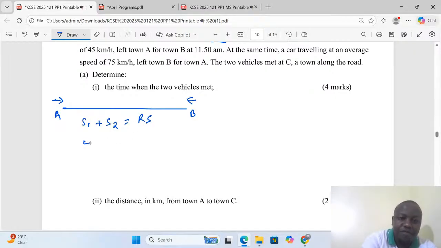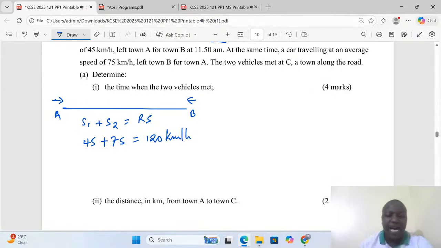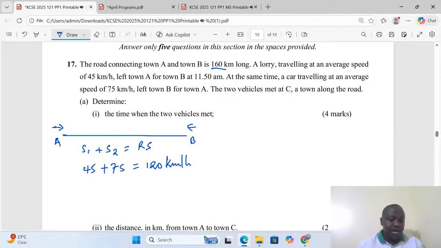So in this case, we need 45 and 75. This gives us exactly 120 kilometers per hour. So the distance between the car and the lorry is being narrowed at a speed of 120 kilometers per hour.